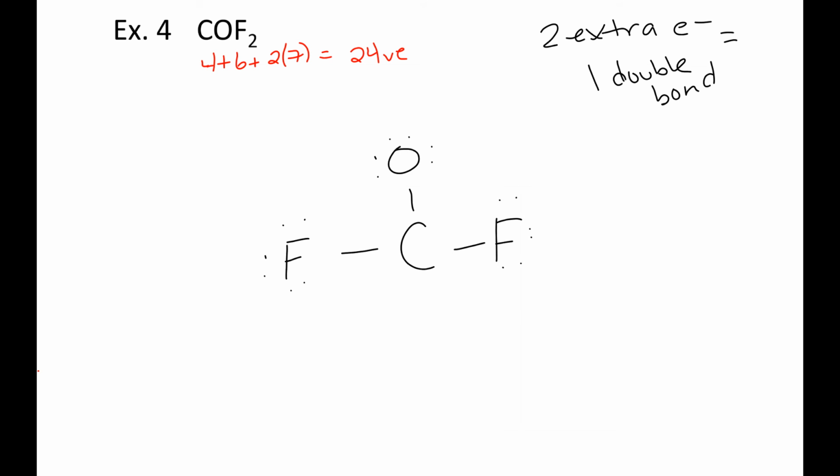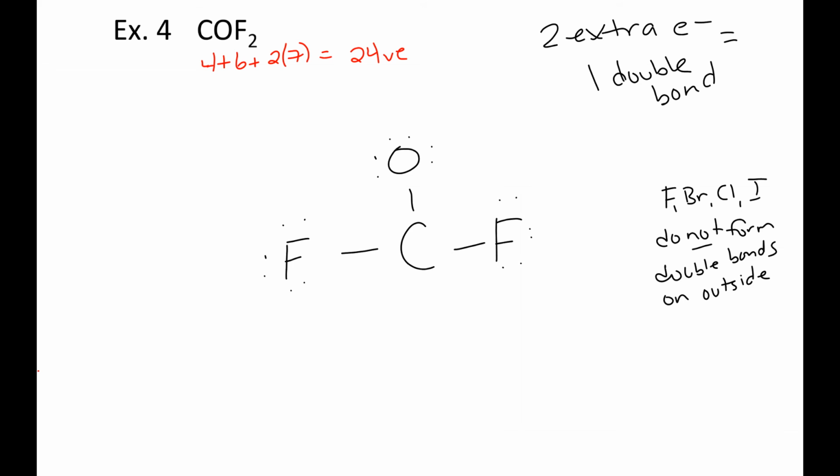Well, we already know fluorine, bromine, chlorine, and iodine do not form double bonds on the outside. When they're inside, when they're the central atom, they do. But when they're on the outside, they do not. So oxygen does. Oxygen likes to form double bonds. So we're going to take away 2 of the electrons here, and we're going to put a dash.